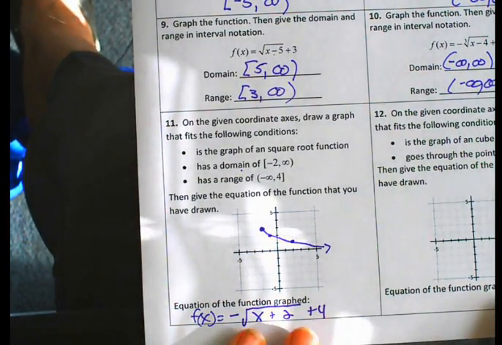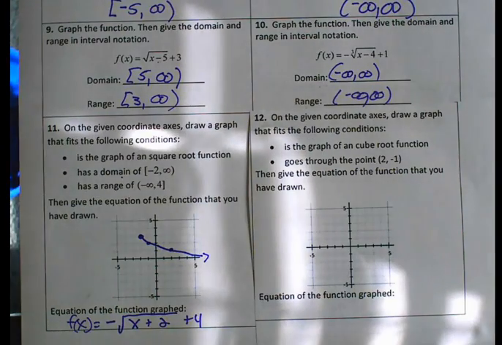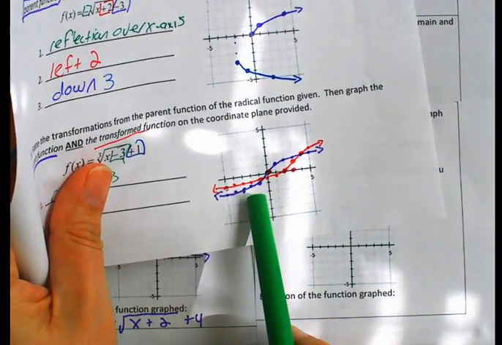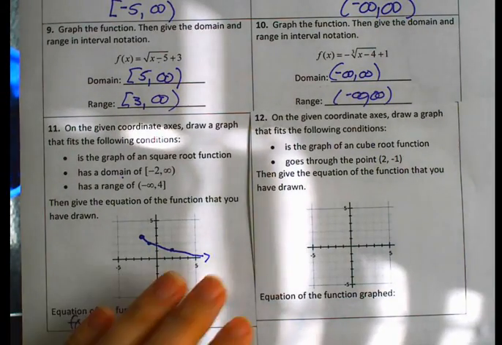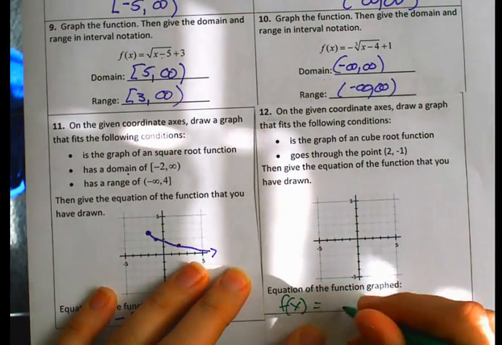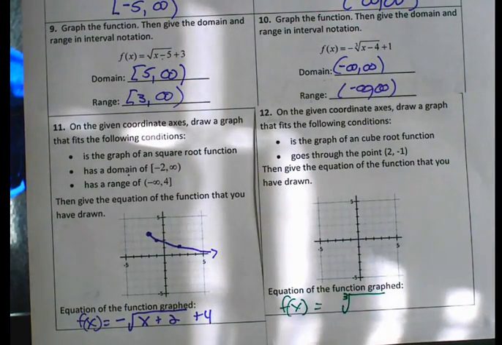Okay, next one. The next one says on the given coordinate axis, draw a graph that fits the following conditions. So it is a cube root function. So remember, cube root functions look like this one that we did for number 5. Again, if you don't know, put it in the calculator, but remember cube root. Okay, so cube root is going to be f of x equals the cube root, so it looks like that. Okay, or at least that's the start of it.